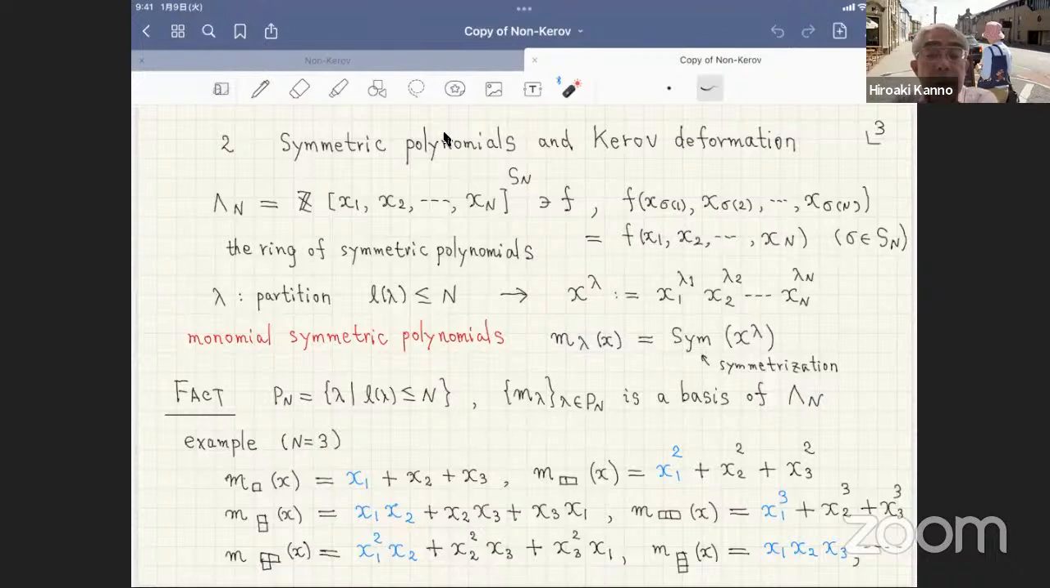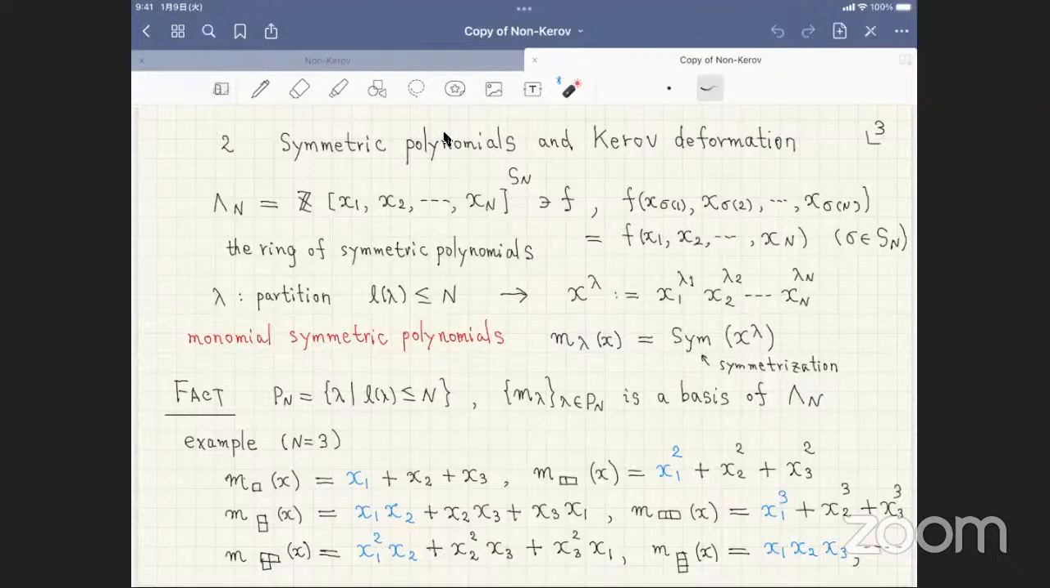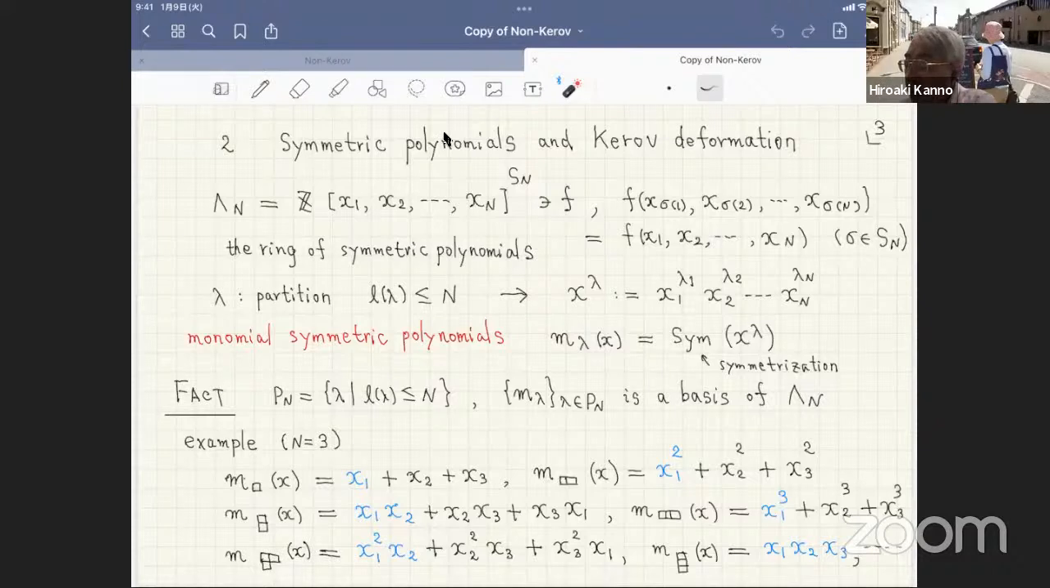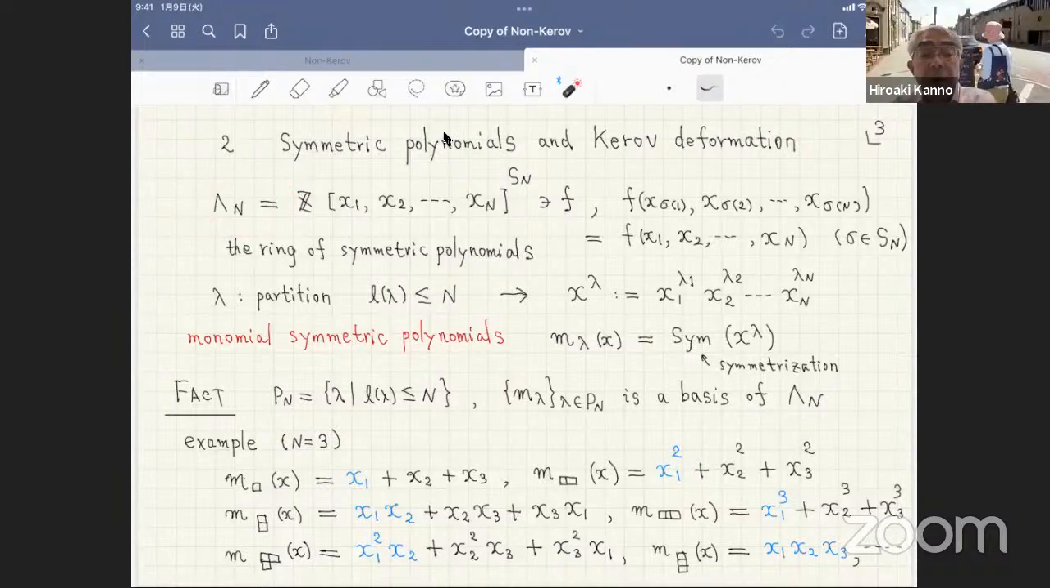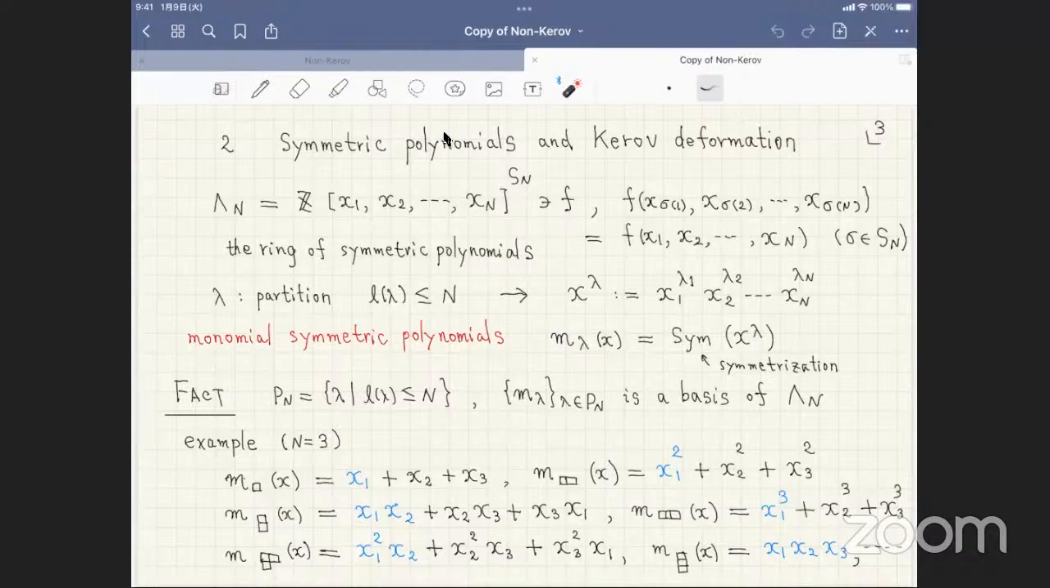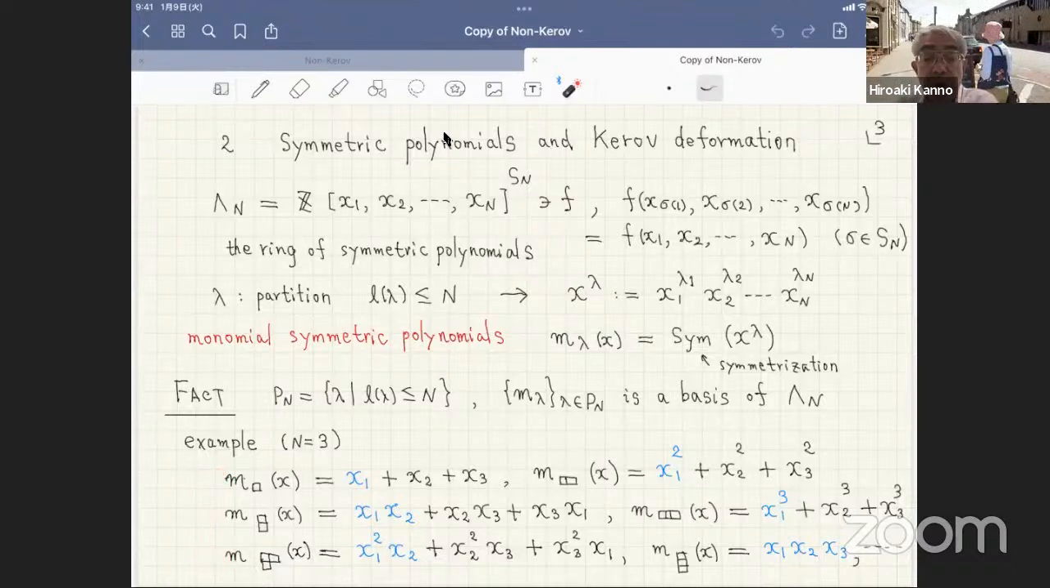The fact is, let us denote by P_n the set of partitions lambda whose length is less than or equal to n. Then the set of monomial symmetric polynomials is a basis of the ring of symmetric polynomials. For example, these are examples of monomial symmetric polynomials.